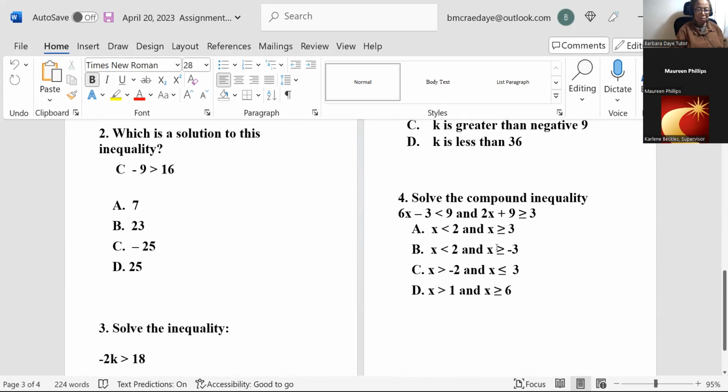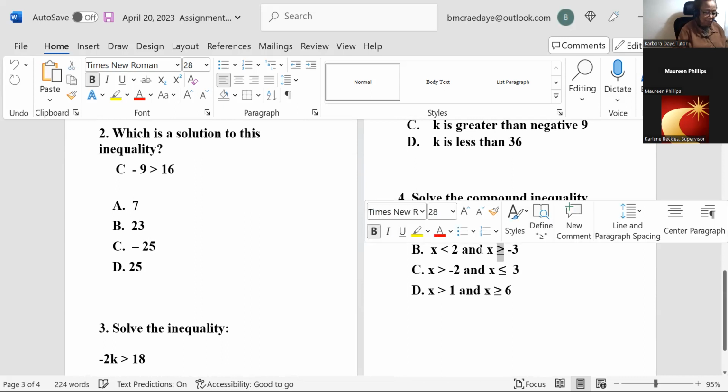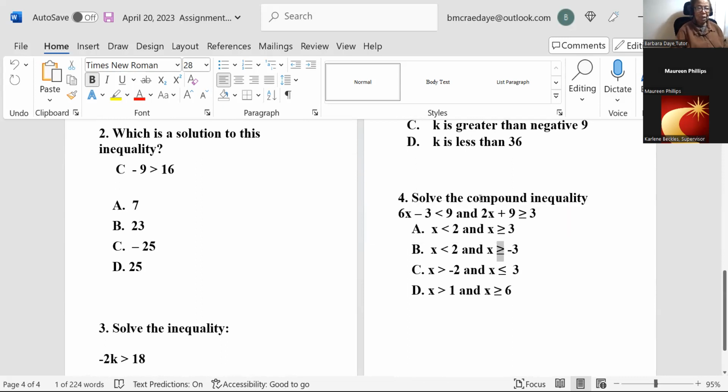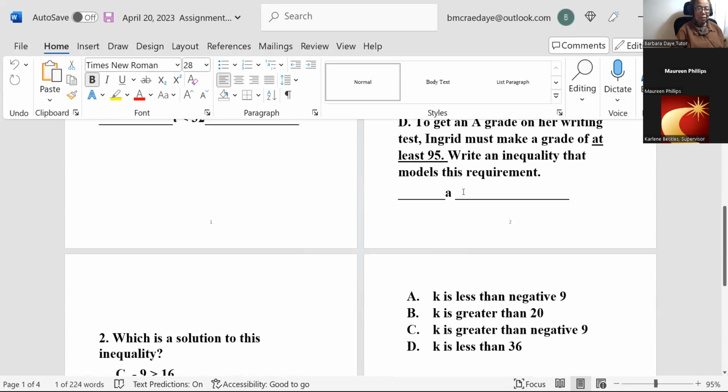Let's just grab one right here. There's a greater than or equal. And put that there. So A greater than or equal to 95, right? That's it. Very good, Maureen. You remember that at least means greater than or equal. Wonderful. As you do more of these, they just kind of stick, right?